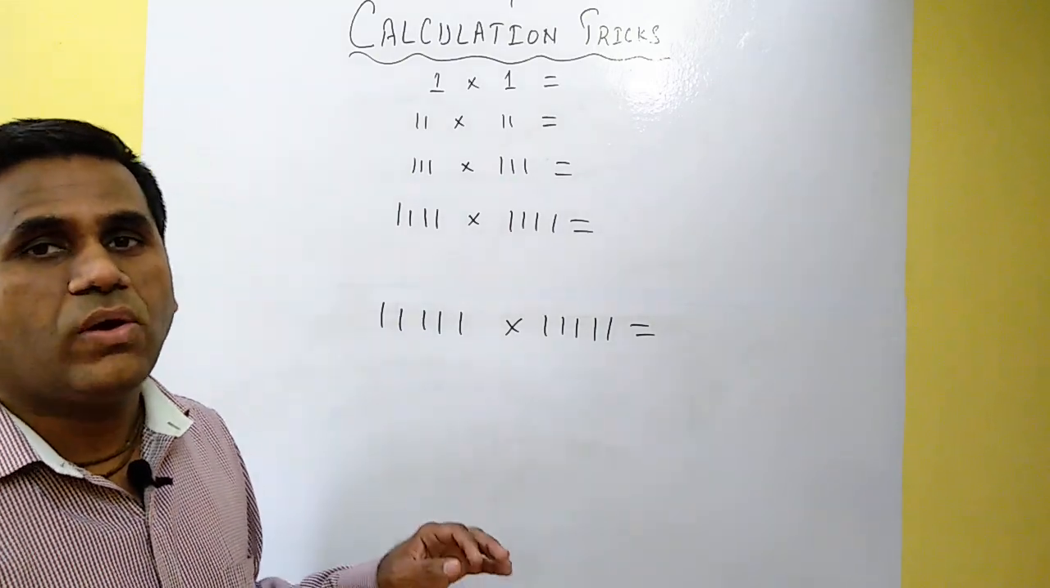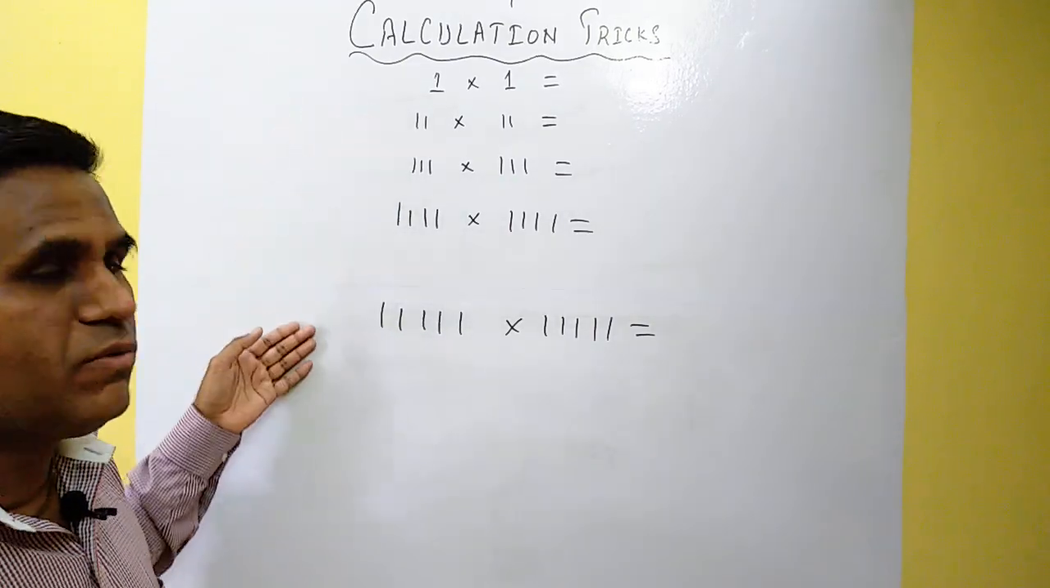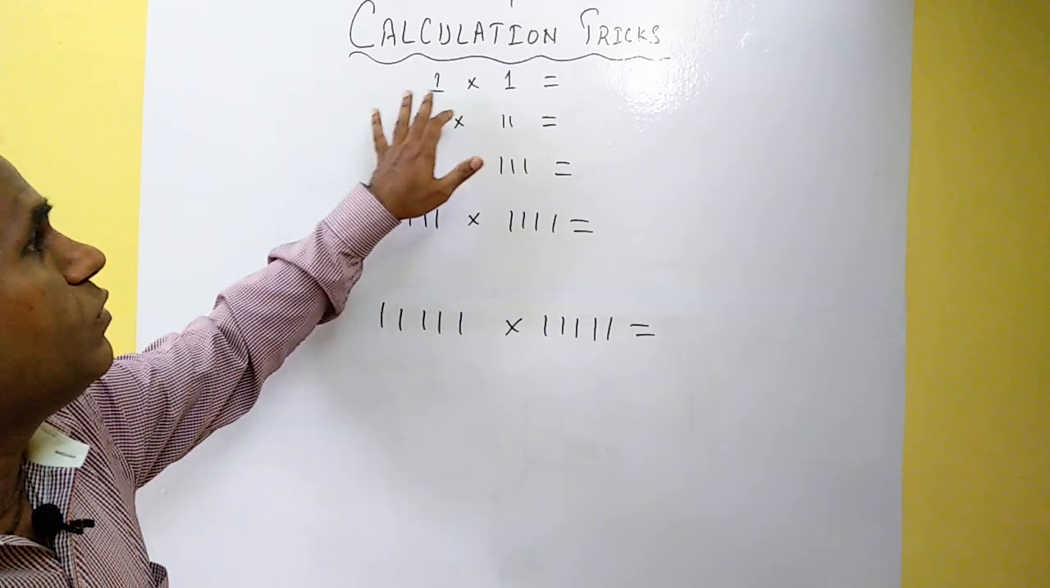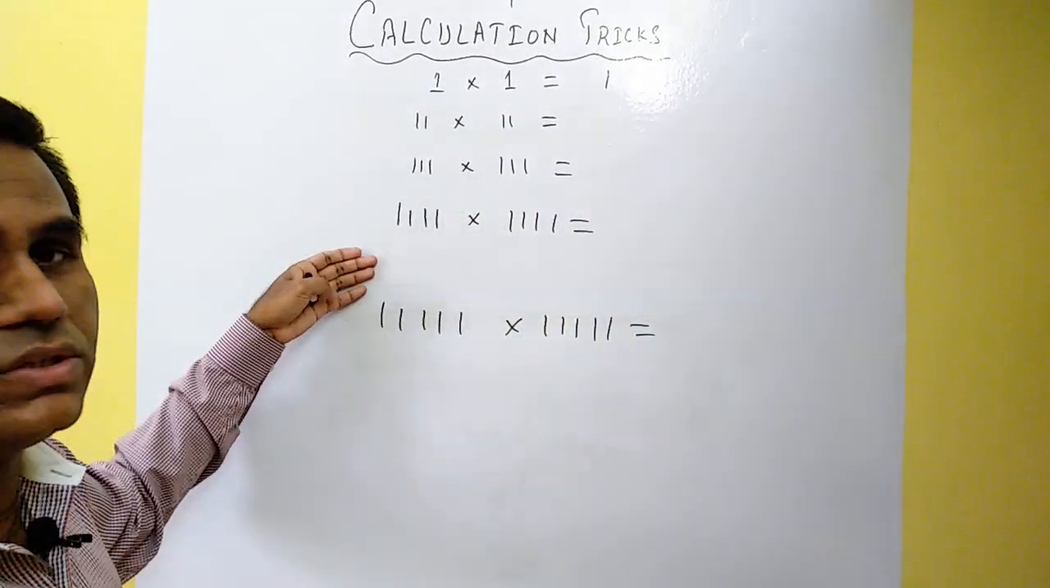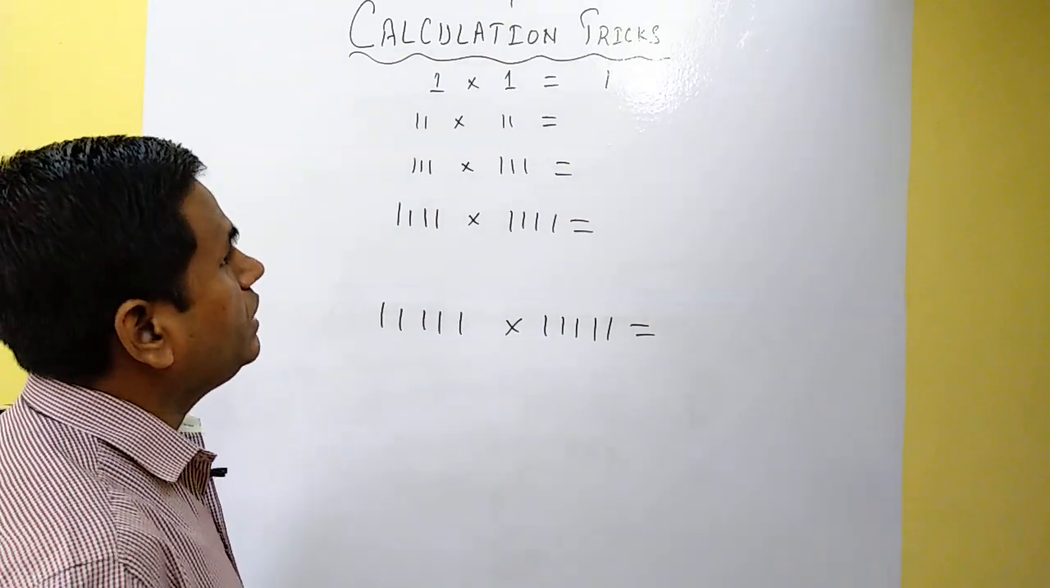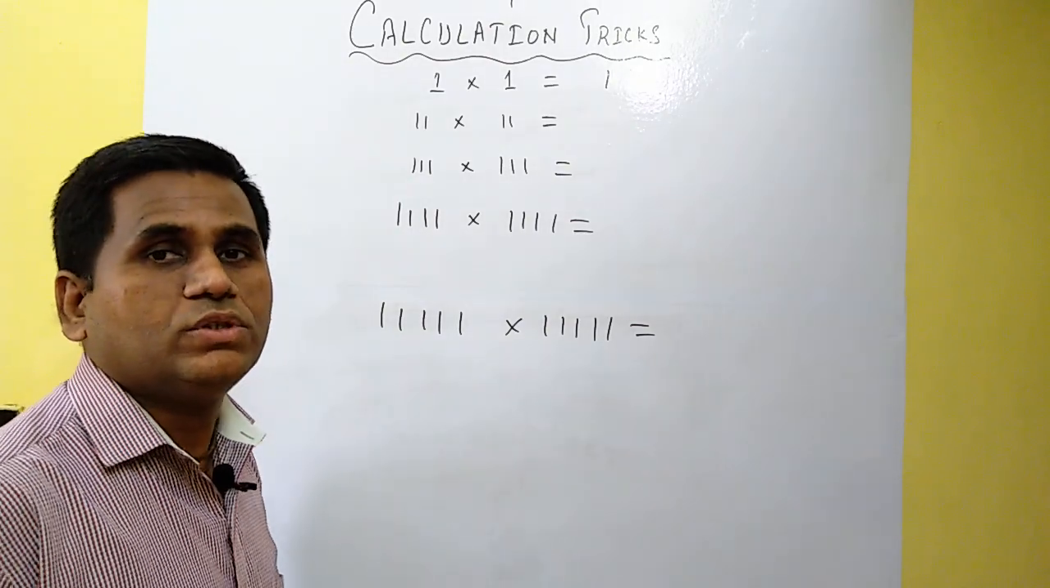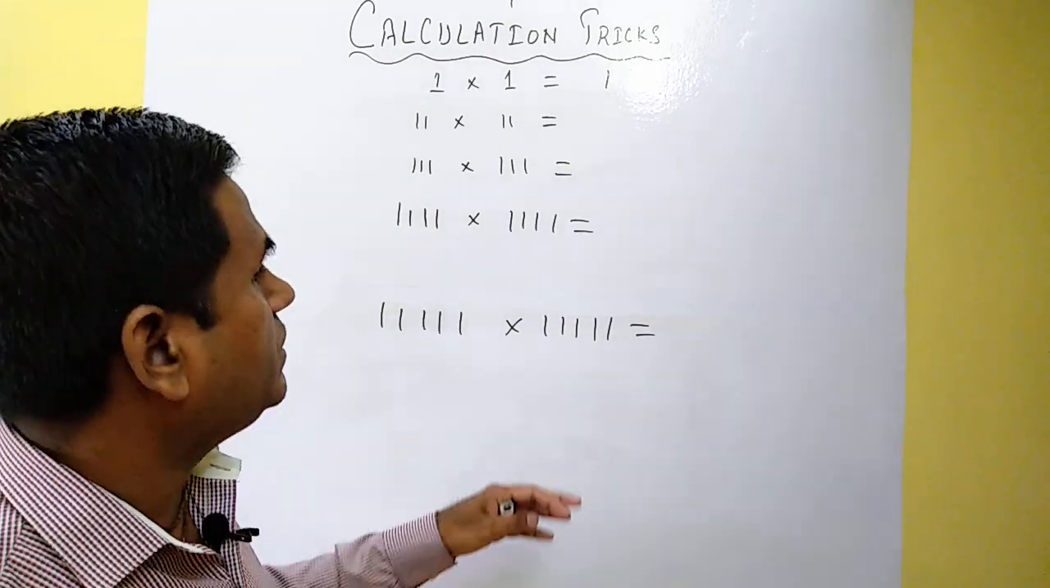So friends, in our third trick, we are going to learn this type of multiplication. Okay, so the first one is very simple. We can write just one. But what about the next? How can we write it, even without doing the multiplication? So just follow it with me. I'm going to write the results.